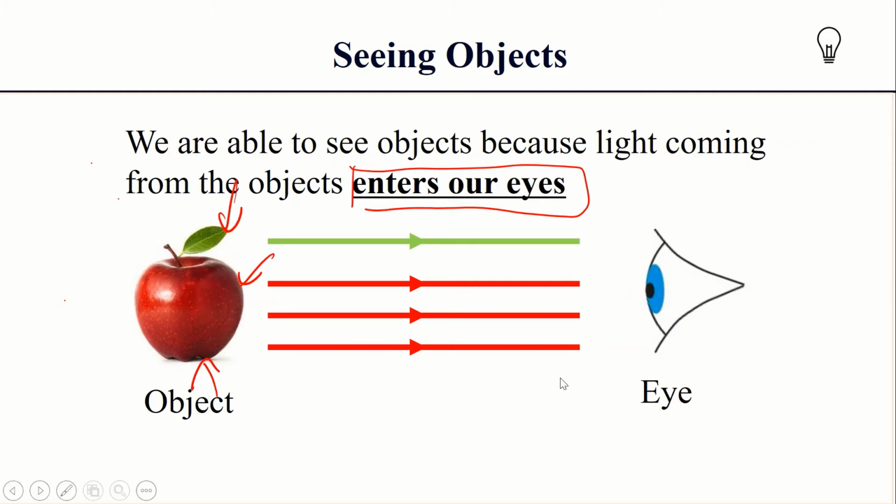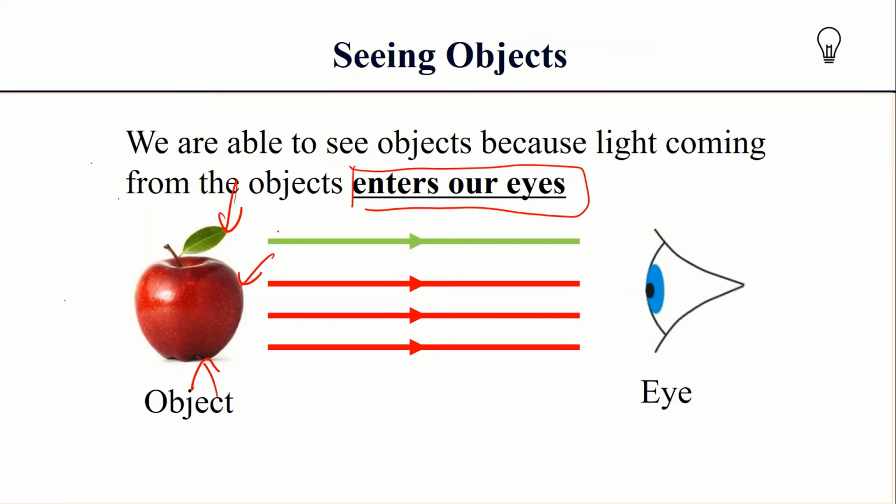But for all other objects that don't give out light on their own, we can see them because light from certain sources, like the ceiling lights at home, reflect off these objects, and these reflected lights enter our eyes. This is why we are able to see them.